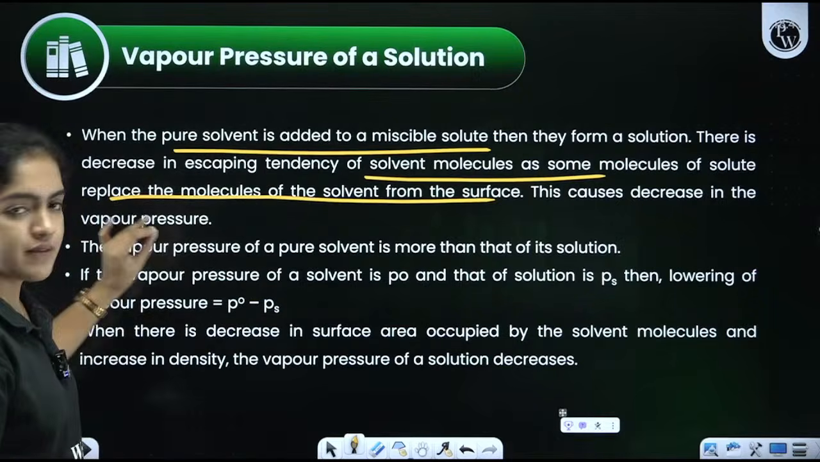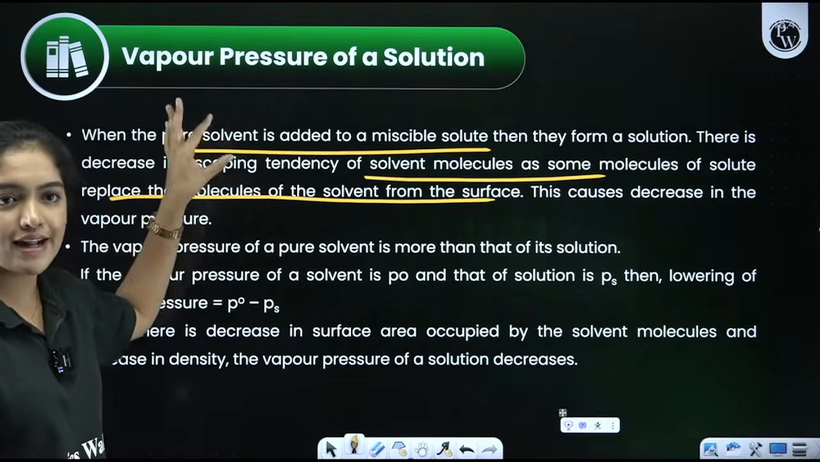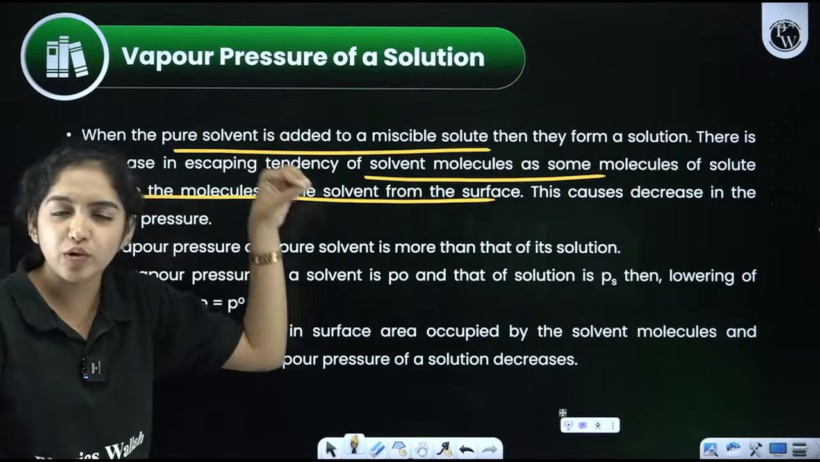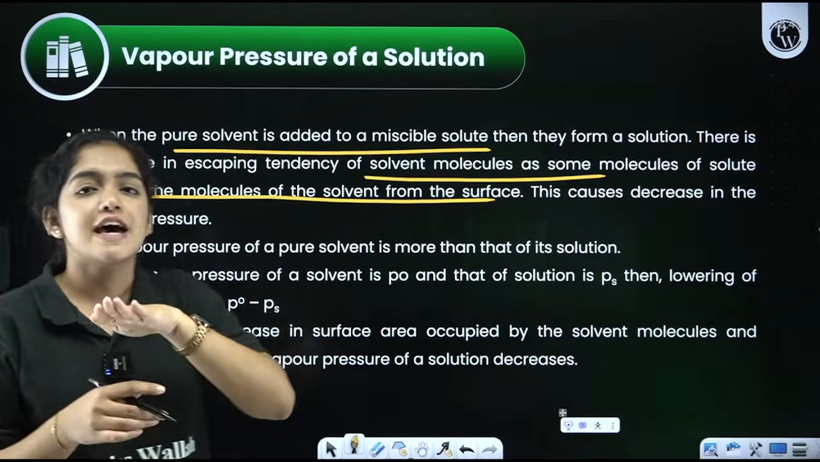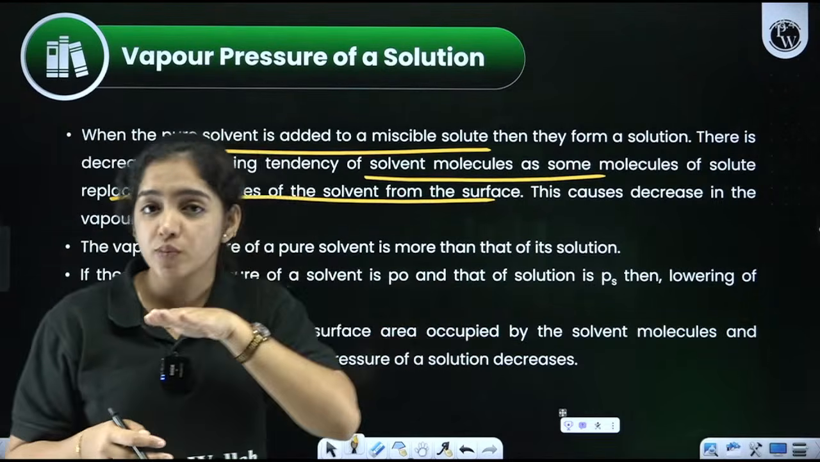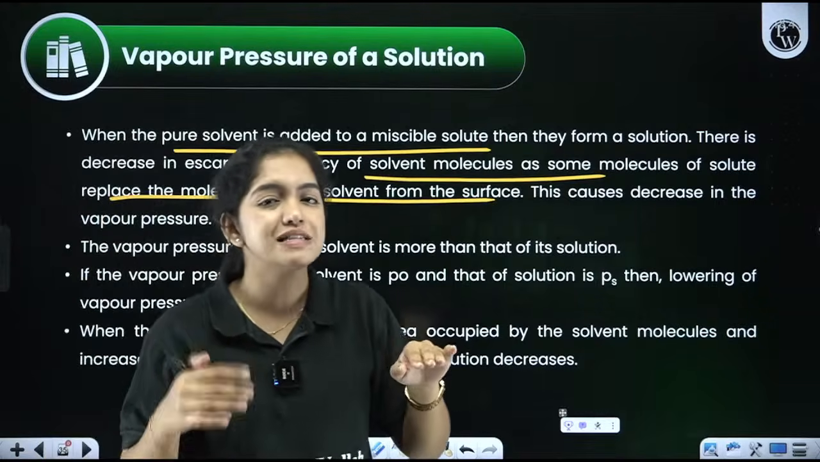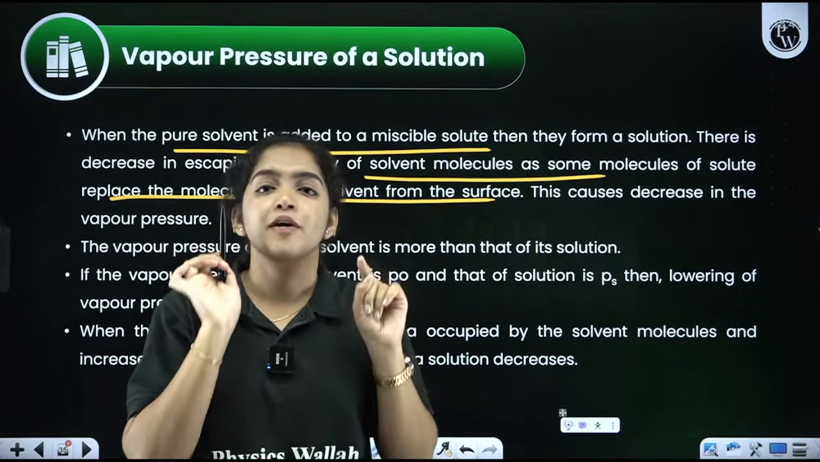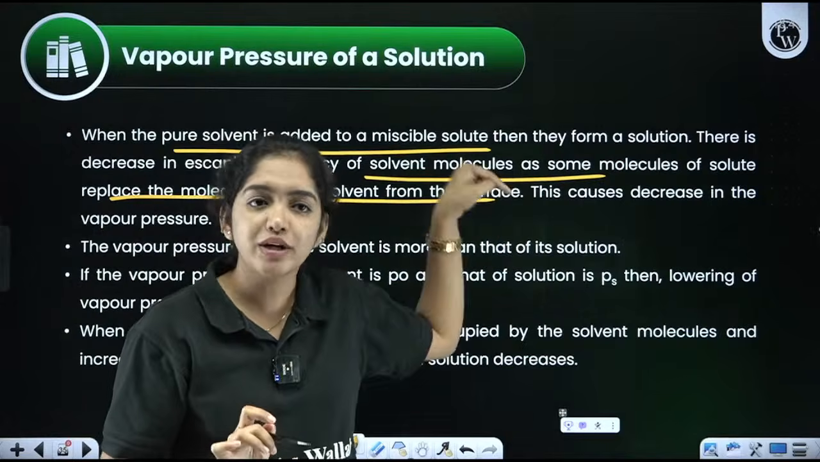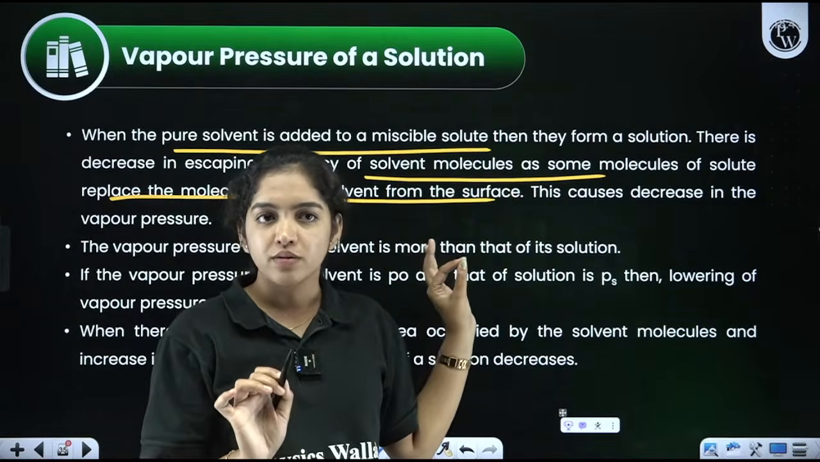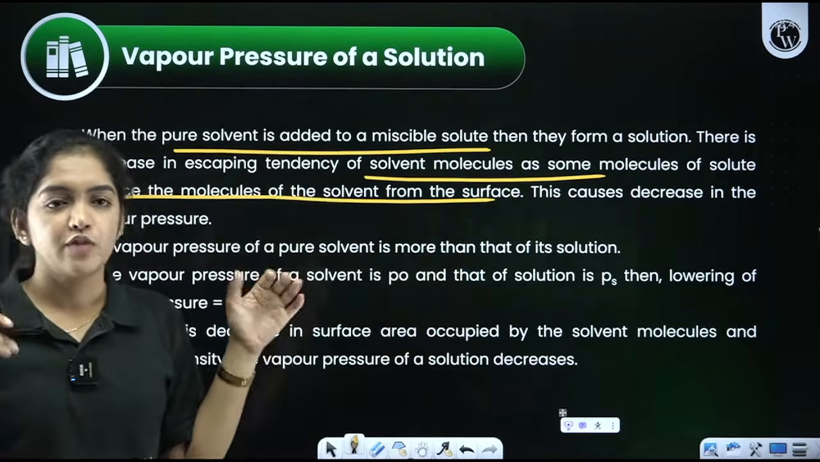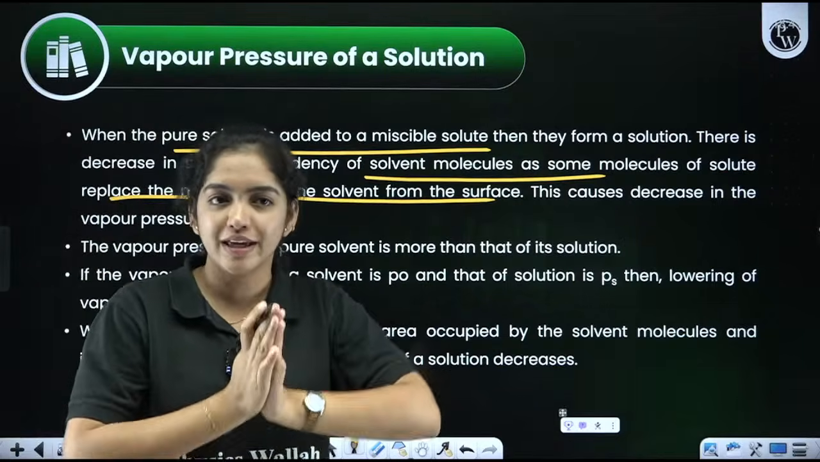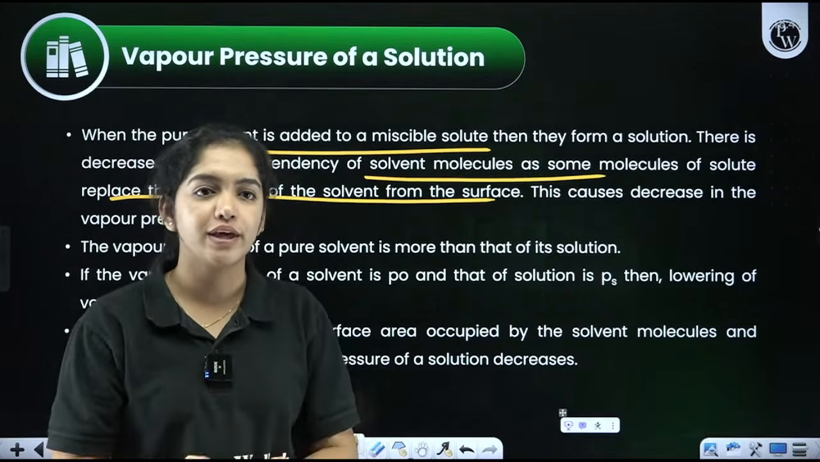Clear? That we have discussed now using that diagram, that if you are adding a solute to the solvent, what will happen? The surface will be covered with the solute molecules. The solute won't allow the solvent to easily vaporize. So what happened to the vapor pressure? Vapor pressure starts to decrease. Any doubt? If you are having any doubt, please do comment so we can clarify the doubt and go forward.